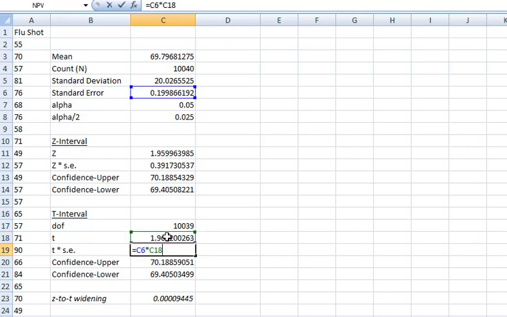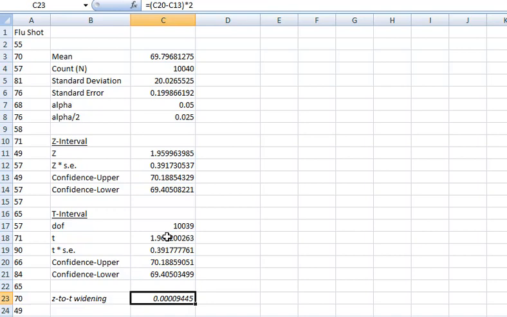If I multiply the T factor by my standard error, which I need for the formula, I now know that under the T distribution, my confidence interval is going to be the 69.8 mean plus or minus 0.391. So that gives me a confidence interval from 69.4 to 70.1. And I've got a formula here that simply takes the width of that and looks at the difference. So the difference between the z curve and the t curve is very, very small.